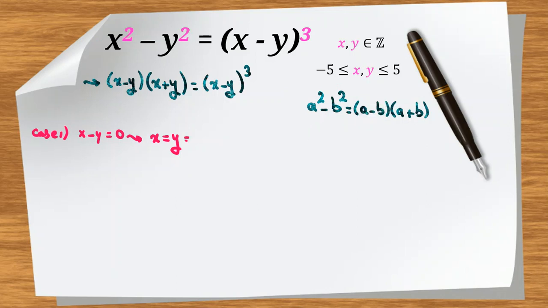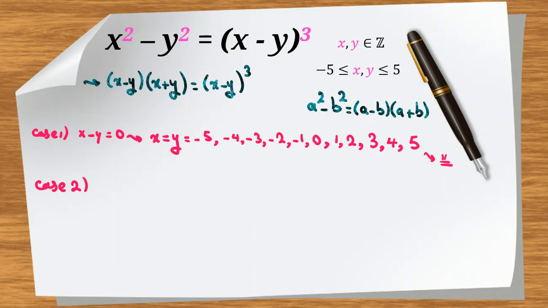So x equals y equals -5, -4, -3, -2, -1, 0, 1, 2, 3, 4, 5. So we found 11 answers here.